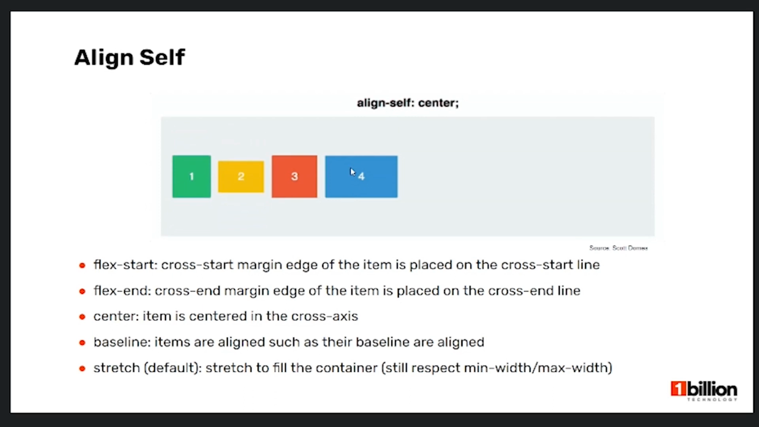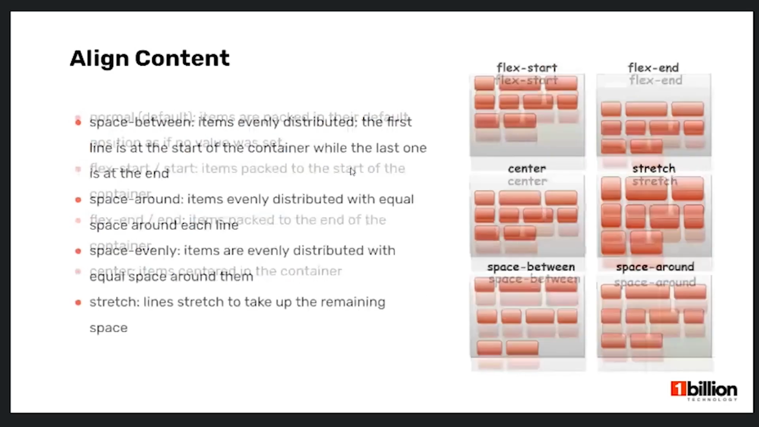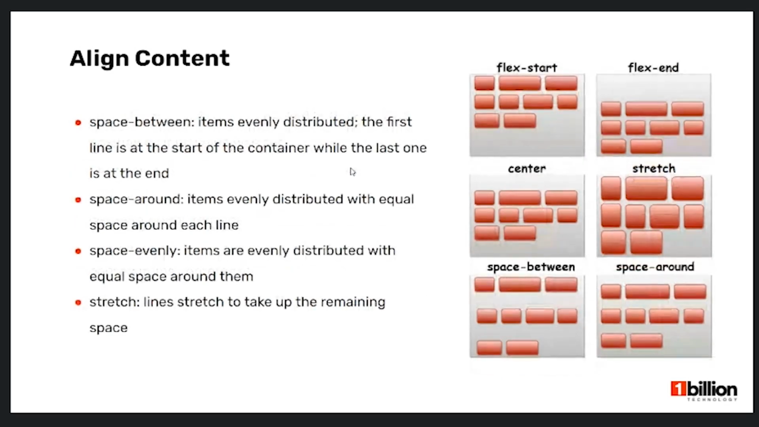And next we have a property align content. To align the content on the cross axis, we can use flex properties such as flex start, flex end, and center. And also next we have another set of properties we can use to align the content on the cross axis: space between, space around, space evenly, and stretch.